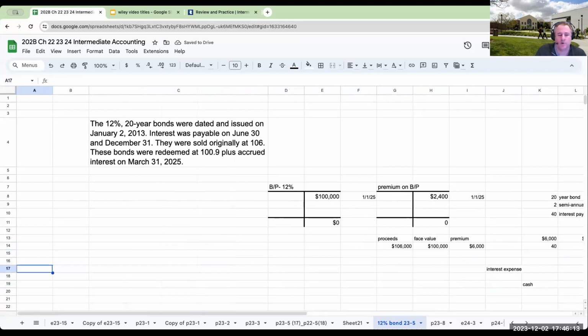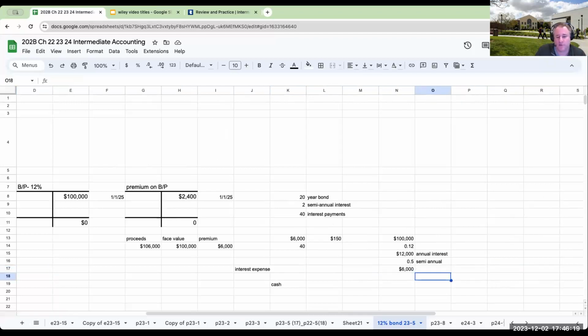However, in this particular question, I'm redeeming them on March 31st, 2025. Interest is paid on June 30th and December 31st. So I need to multiply this again by 0.5, for a total of 3,000. So I'm going to pay out $3,000 cash as part of the accrued interest. Now, when I go through and amortize my premium on bond payable, this is 150 every 6 months.